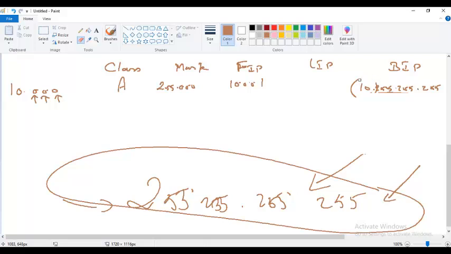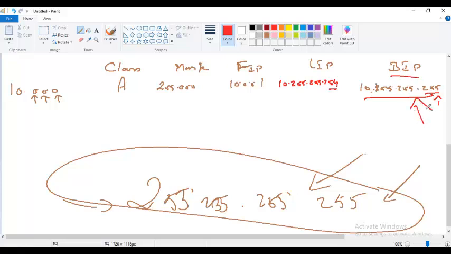Now, if this is a broadcast, then what is the last IP? Just one less than this. That is 10.255.255.254. This is the last IP, 254 here. Here 255 is the maximum, and that is not an IP, that's a broadcast IP. This cannot be assigned to a computer. But you can assign IP addresses from this one to this one. You understood?